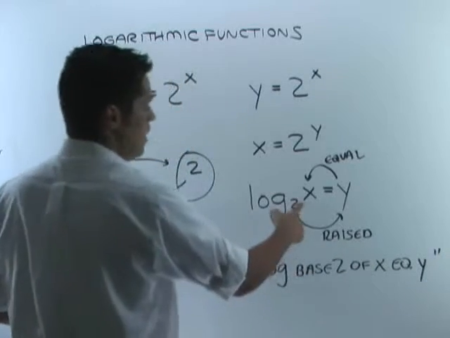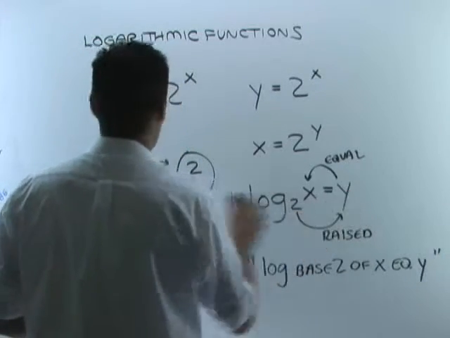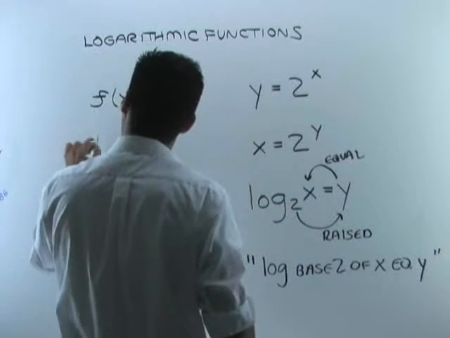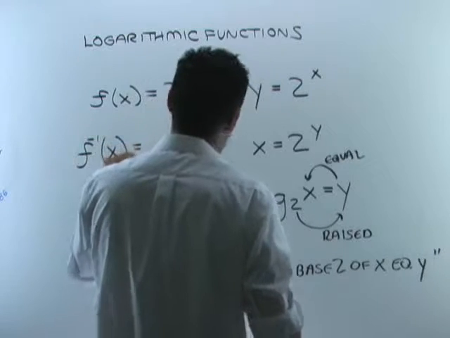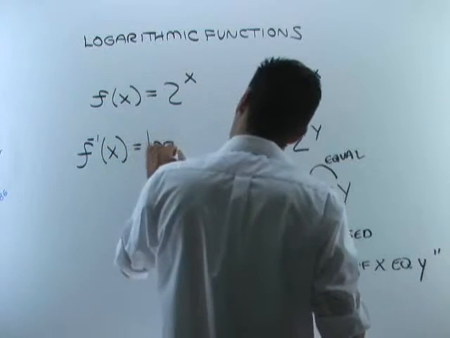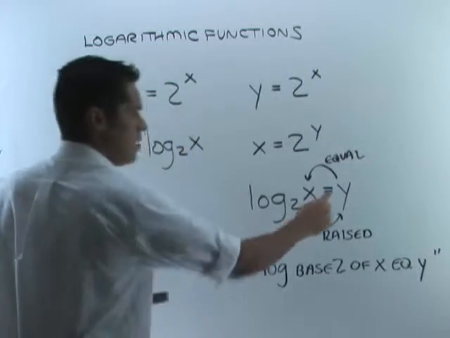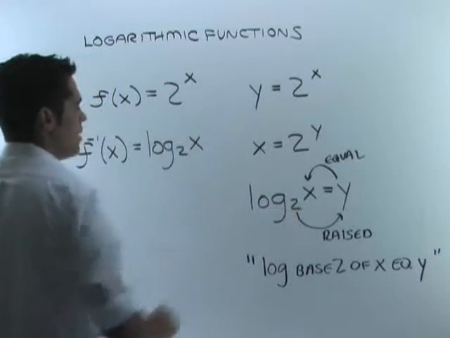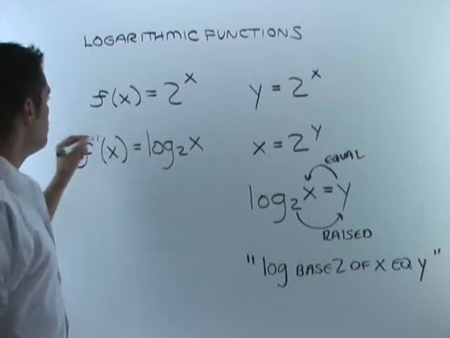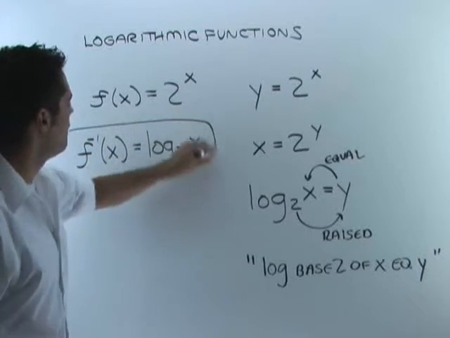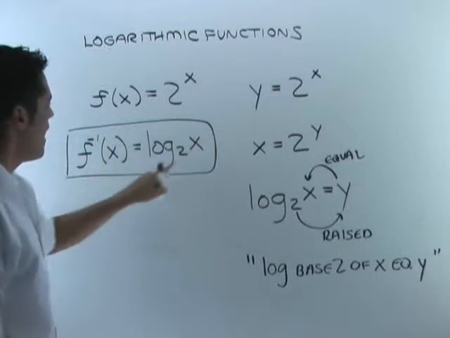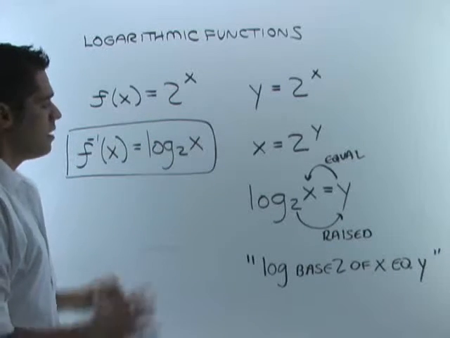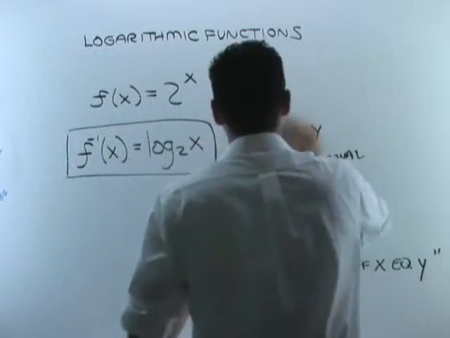Now, if we do this and then we replace the y with the inverse, we've come up with the inverse function. It's f inverse of x equals log base 2 of x. See, we replace the y with f inverse, and the other side is just log base 2 of x. So this is a new function. We call it a logarithmic function, which has base 2. And it happens to be the inverse of this function.